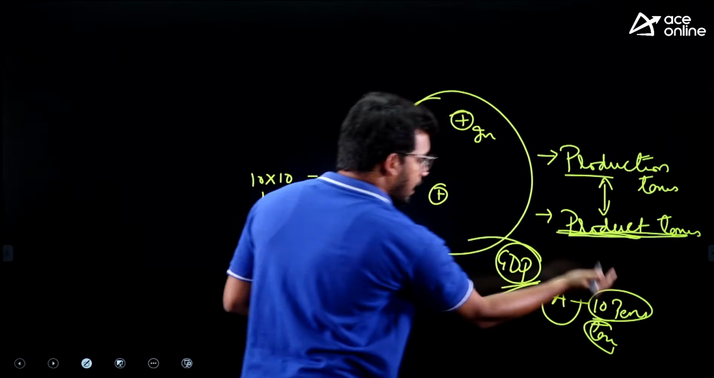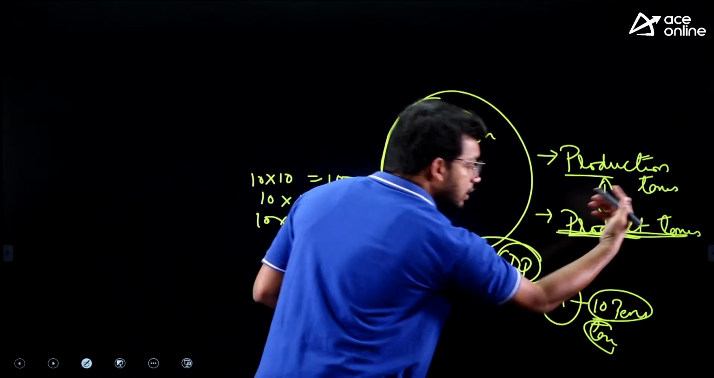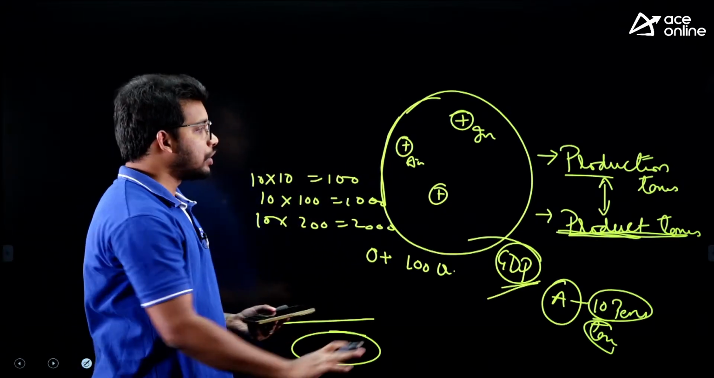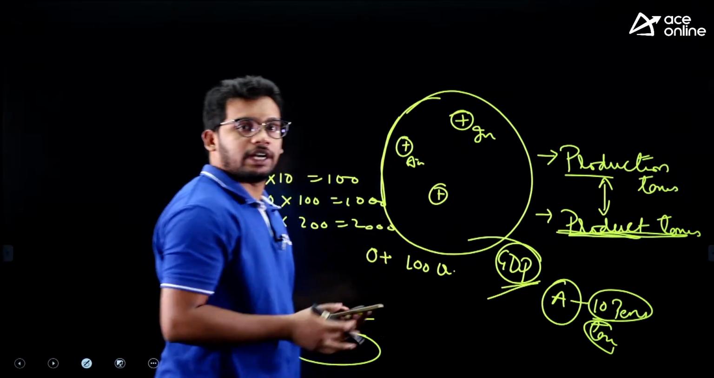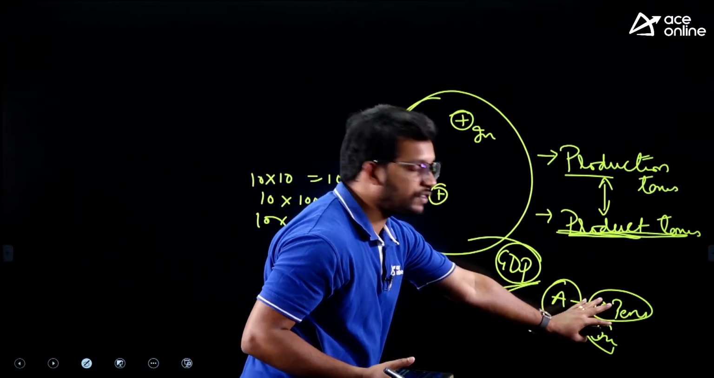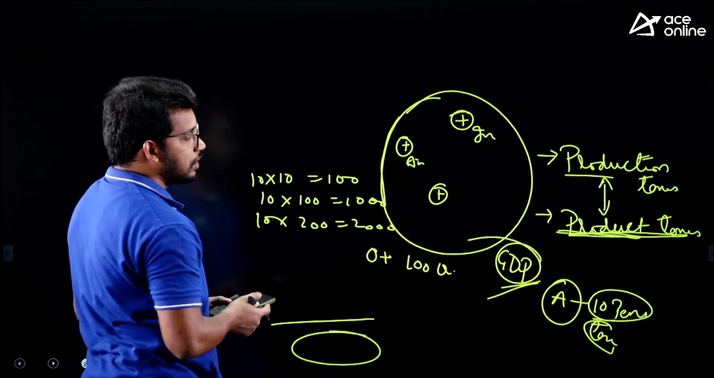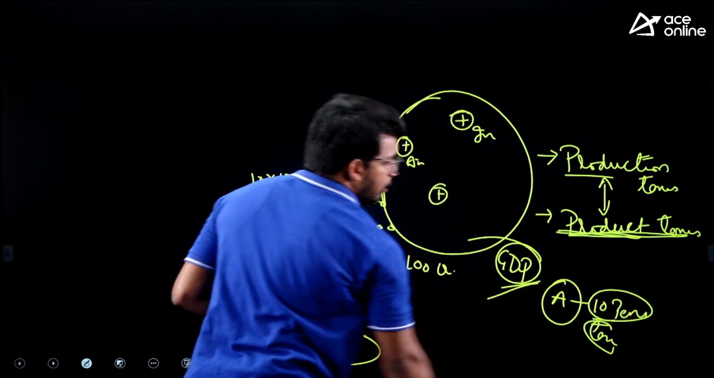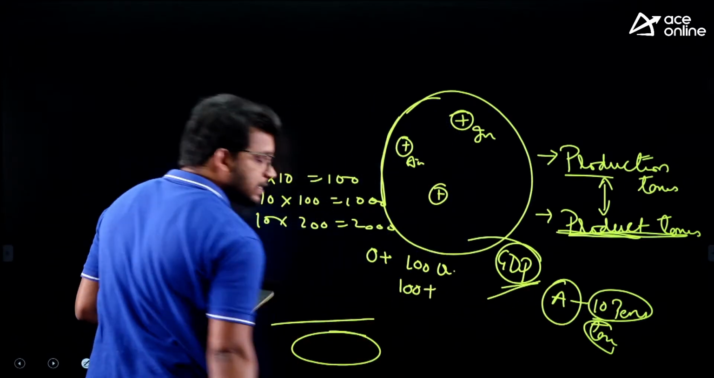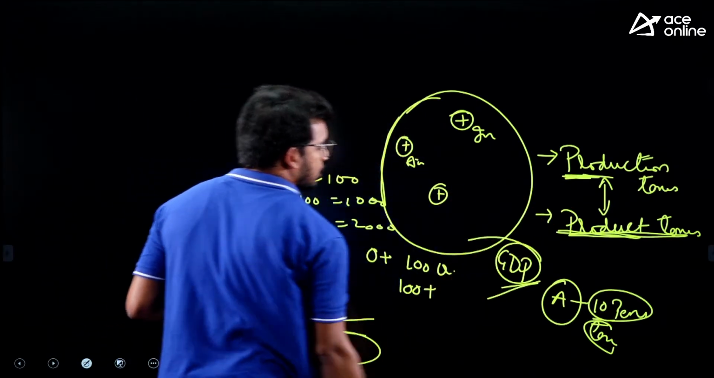Production taxes are paid even before producing the goods, and product taxes are paid after producing the goods, based on how many goods I produced. So these are the production taxes. Now the value addition I have done is 10 rupees. Each pen multiplied by 10 rupees, so 100 rupees, plus the production taxes.